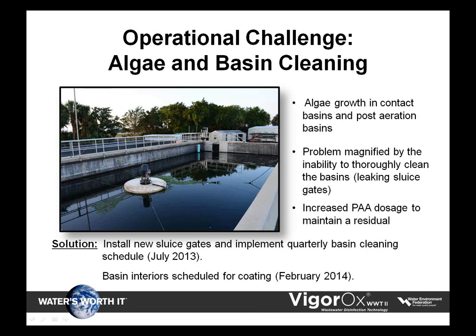So we did get the new sluice gates installed last July, and we've now implemented a quarterly basin cleaning schedule. And now we're going one step further, and we're actually coating the interior of these basins. That's going on right now as we speak. We probably won't know for sure that we've solved the problem until the heat of next summer, but we're confident that we have a lot better control of the basin algae.